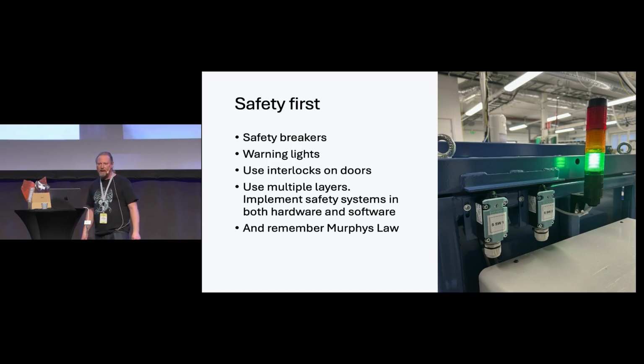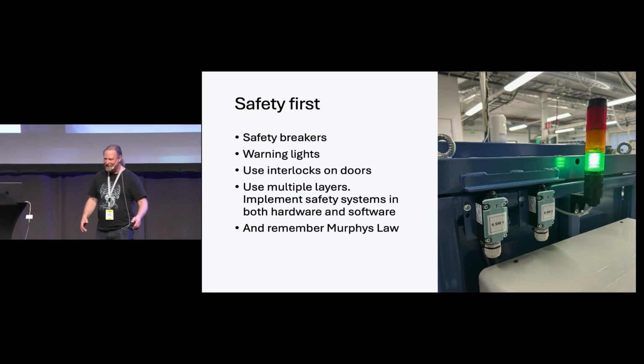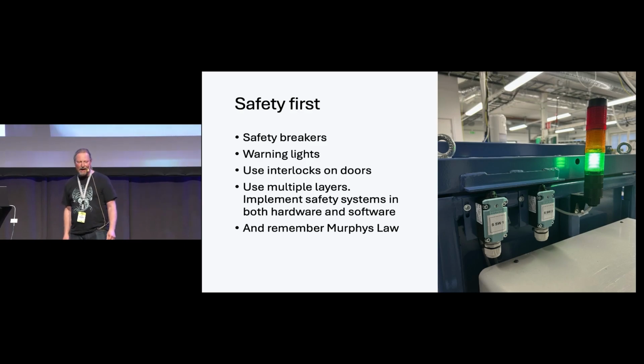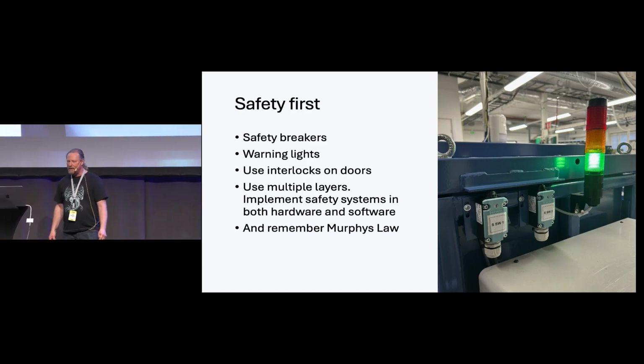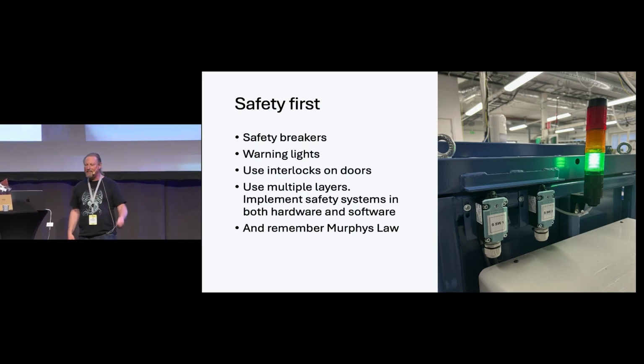Don't forget safety. Okay, I'm in a place where everything is dangerous. We have 200,000 volts. We have deadly gases. So that is extreme. It's a little bit better in your greenhouse or in your beer brewery. But at least make sure you can switch it off by some different way than just the software.